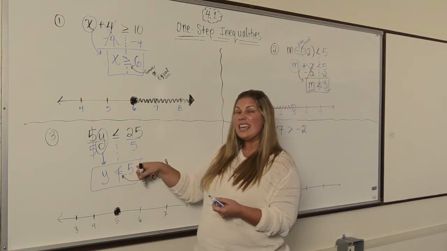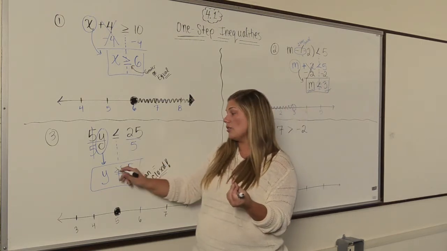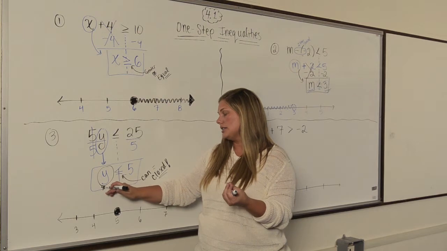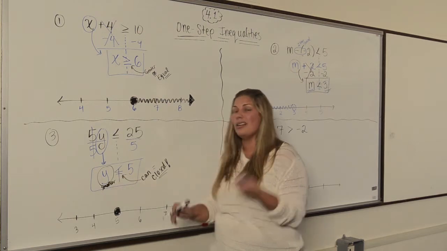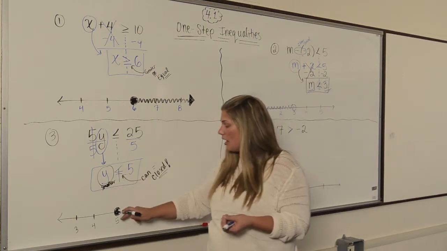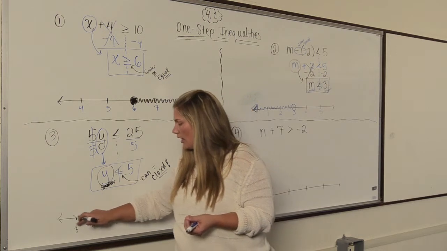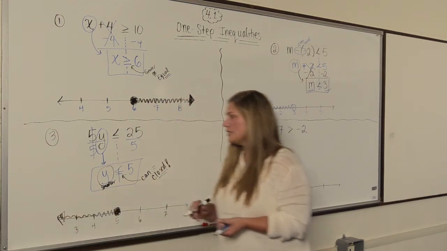And if it wants to eat the 5, that means 5 is bigger, so the y is smaller. All I care about is my variable. If the variable is smaller, it's going to go to the left.